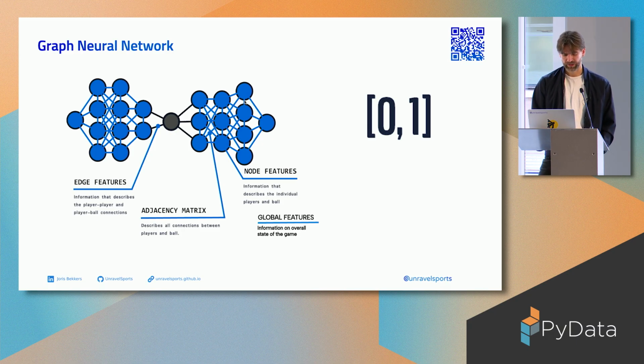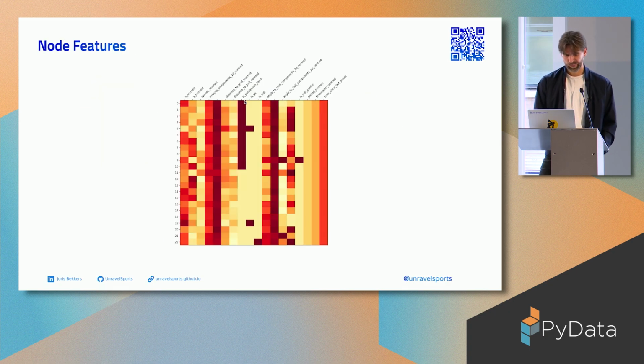And then something that we didn't include in our research, but I included in the package, was global features. So those describe the, let's say, the overall state of a game that's the same for all players. So the time since the kickoff, or how much time elapsed since the last pass, or something like that. And then we're going to do binary classification, because why not?